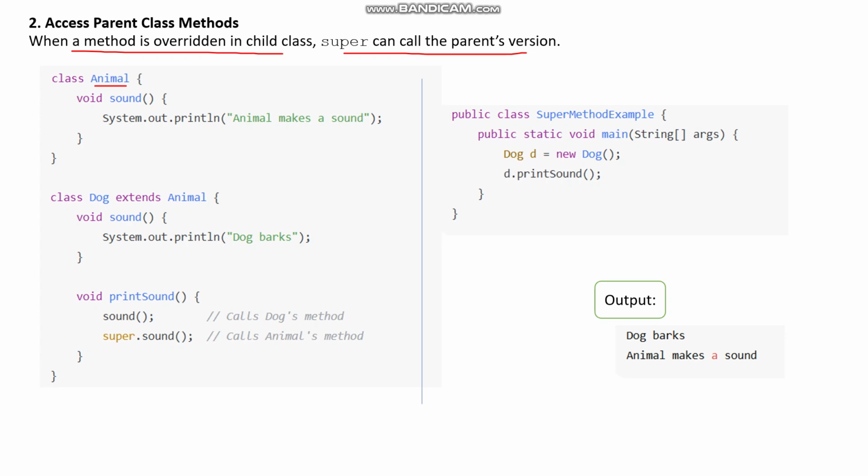System.out.println("Animal makes sound"). This is the parent class. The parent class contains the method sound. Class Dog extends Animal. The Dog class extending the Animal class means the Dog is a subclass of Animal.